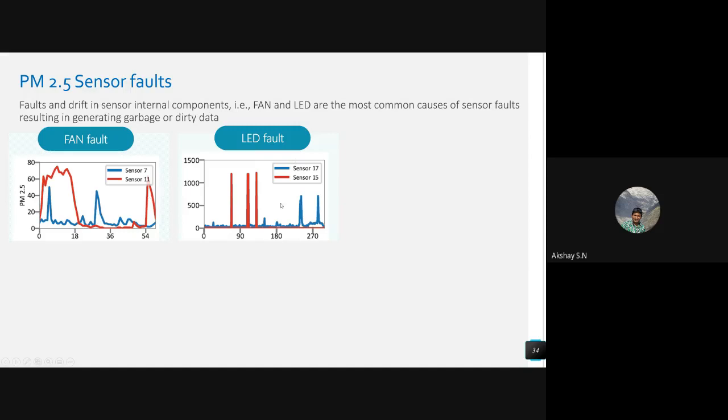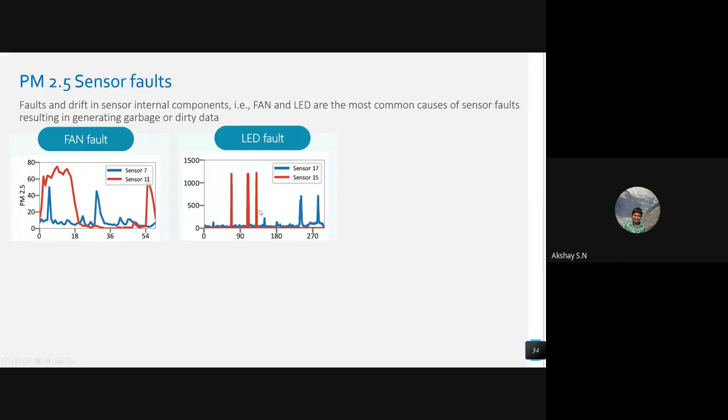Here's another example, two sensors again, and one of these sensors has an LED fault. If you look at this data, you can see there are spikes in the data. These spikes could be because of two reasons. One, the sensor has gone bad, which can be the case. Or imagine a scenario where this sensor is deployed next to the road, where every time a vehicle passes, there is a pollution spike. It could even be because of that. So you have no way to tell which one of them is faulty.